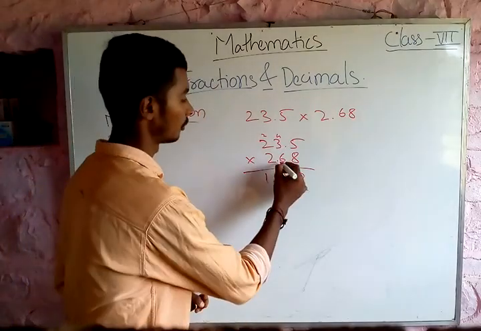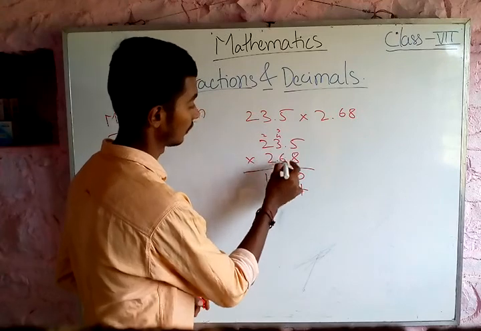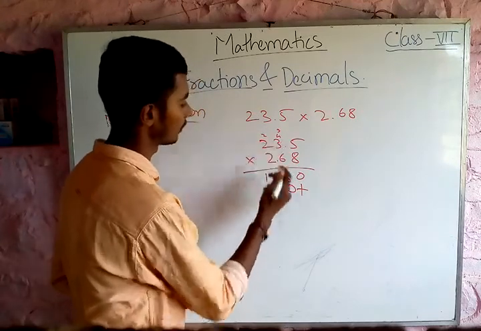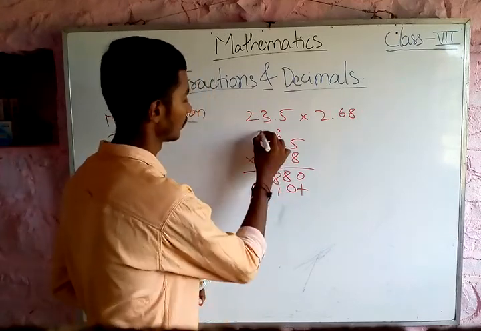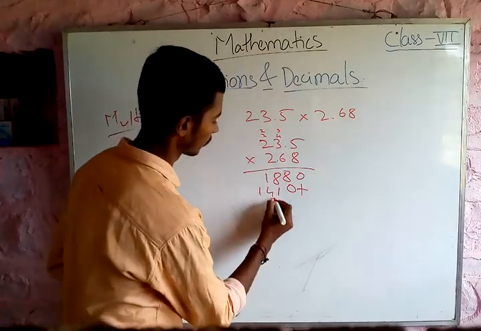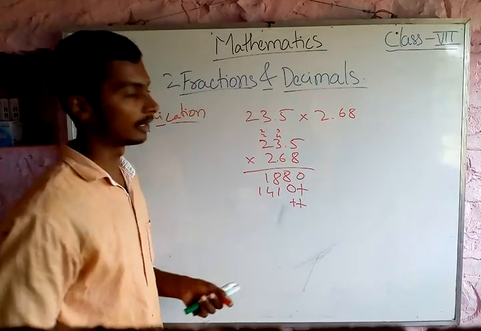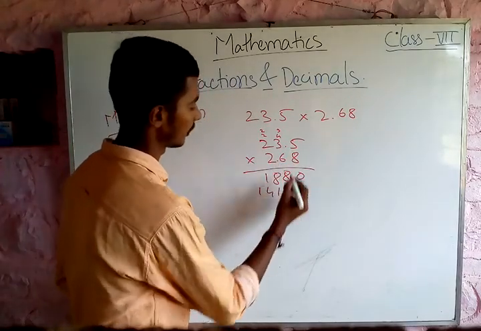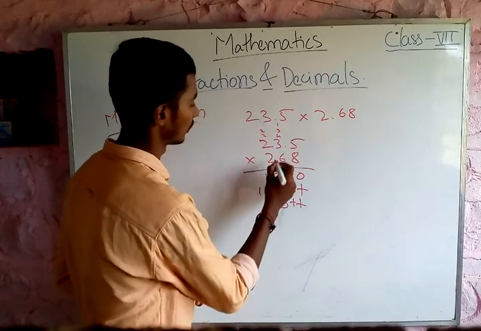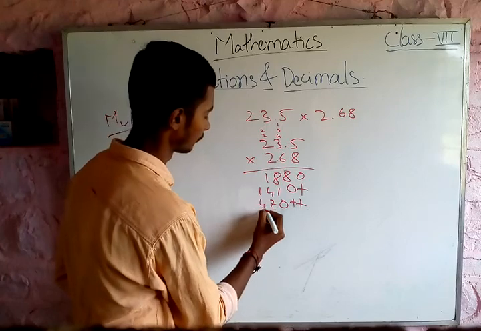Plus we will multiply with 6 now. 6 5s are 30, 0, 3 carry, 6 3s are 18, 18 plus 3 is 21, 1, 2 carry, 6 2s are 12 plus 2, 14. Okay, now again we put a 0 as we do normally, then multiply with 2. 2 5s are 10, 0, 1 carry, 2 3s are 6 plus 1 is 7, 2 2s are 4.